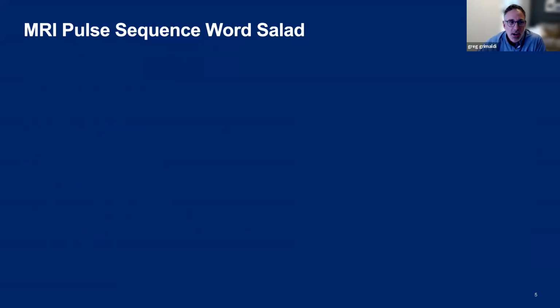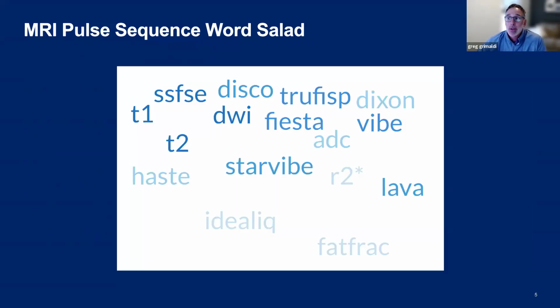Problem for the non-radiologist, as you're well aware, is the MR pulse sequence word salad. So these are some names of pulse sequences that we routinely see at MRI. You may be familiar with T1, T2, diffusion-weighted imaging, but each vendor has a specific nomenclature for a particular type of sequence. It may be disco, it may be true FISP, it may be Fiesta, star vibe. Very confusing for the non-radiologist in knowing where to start.